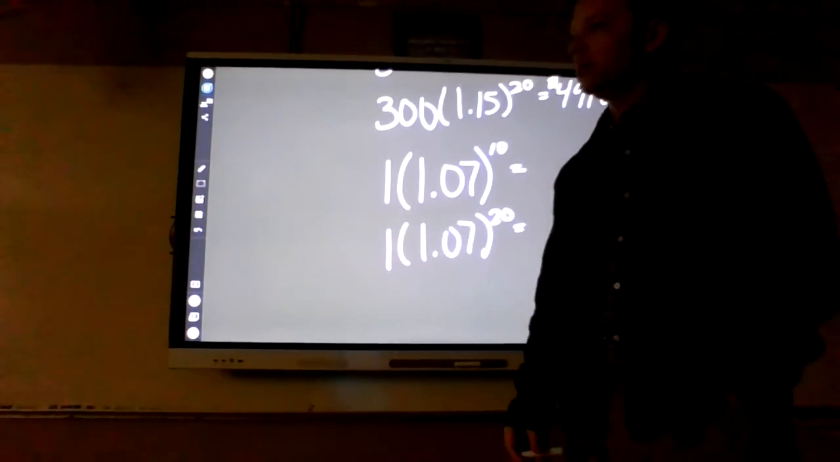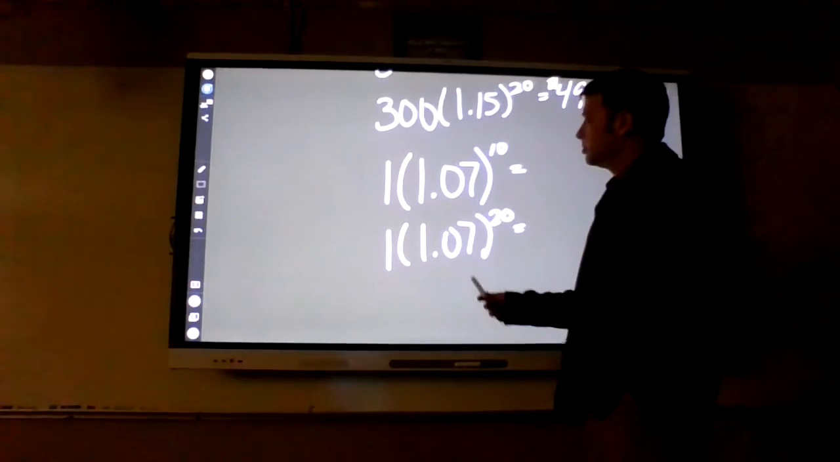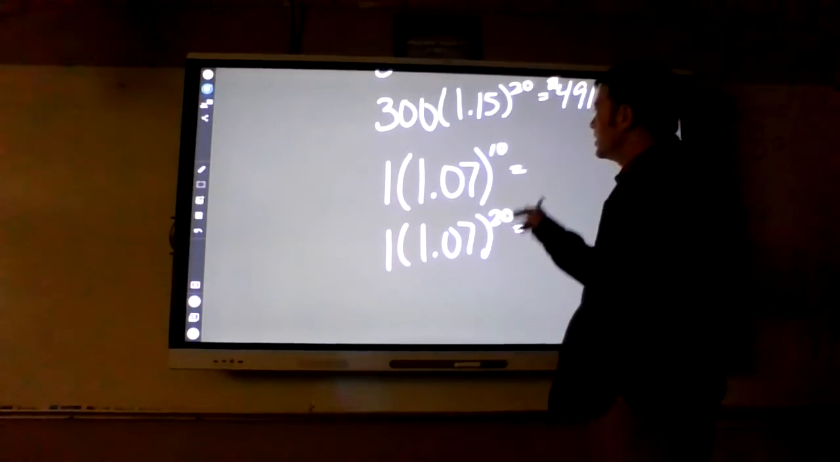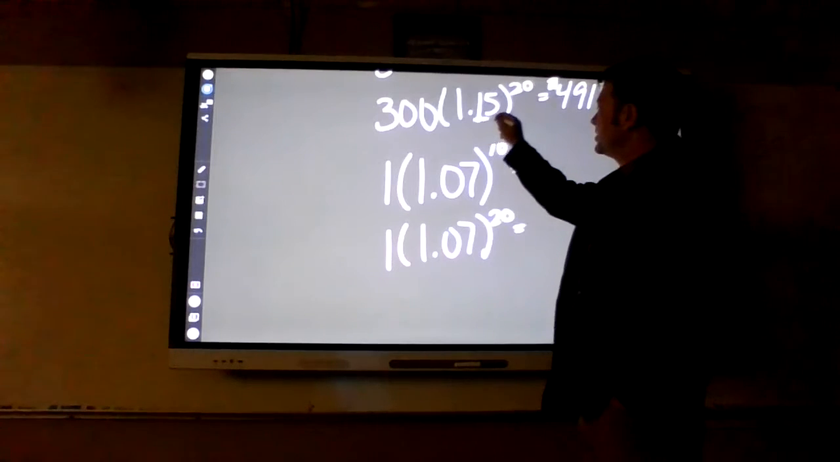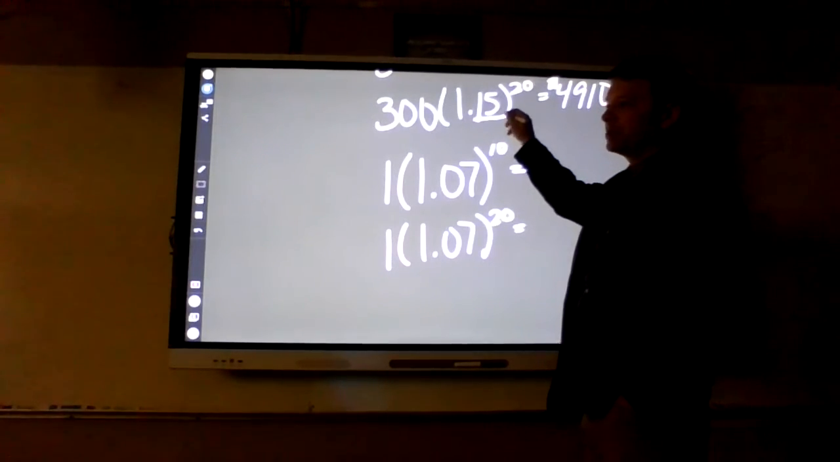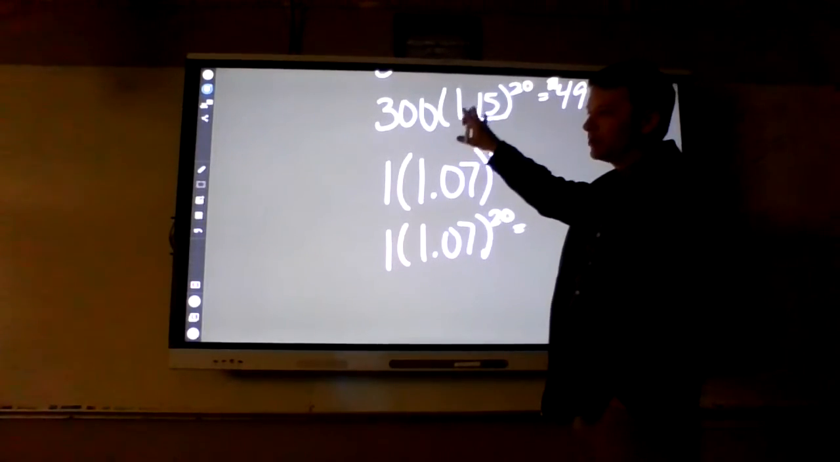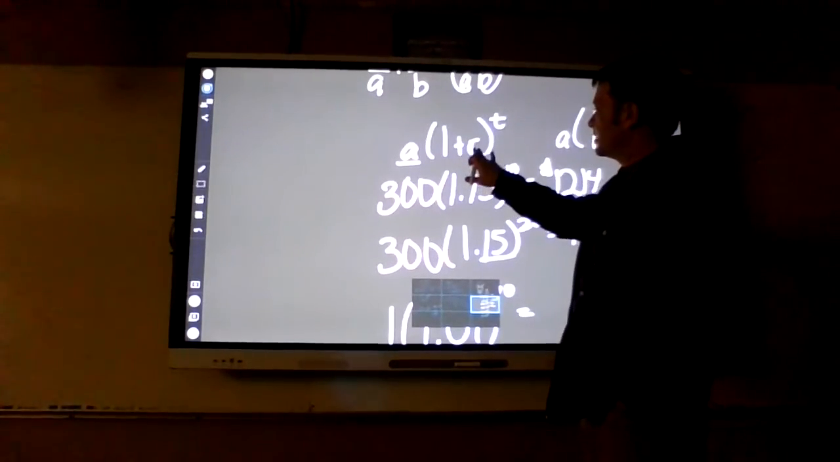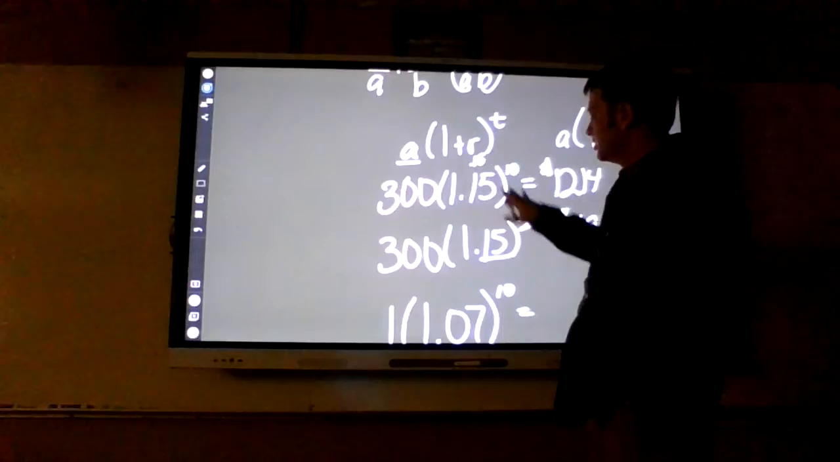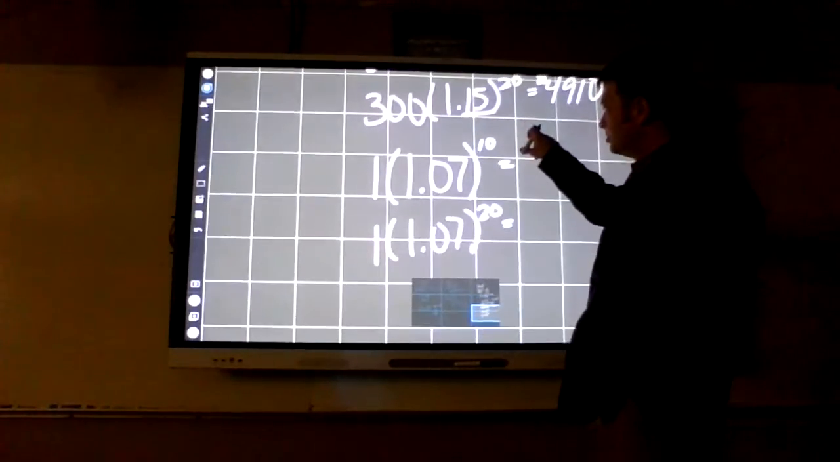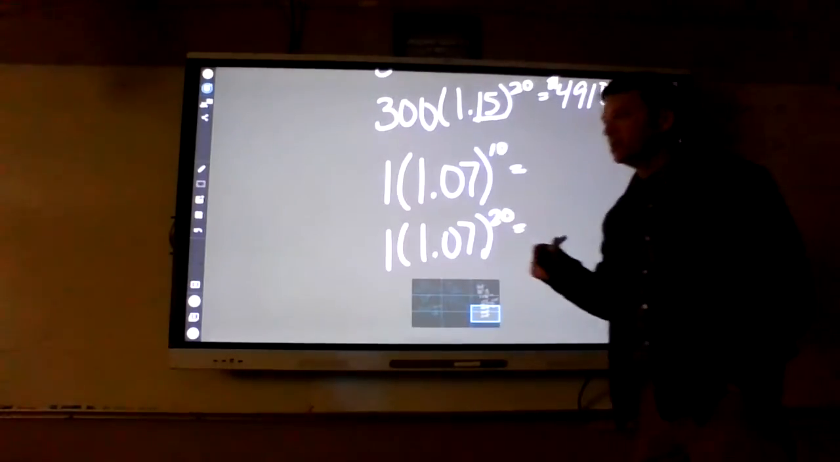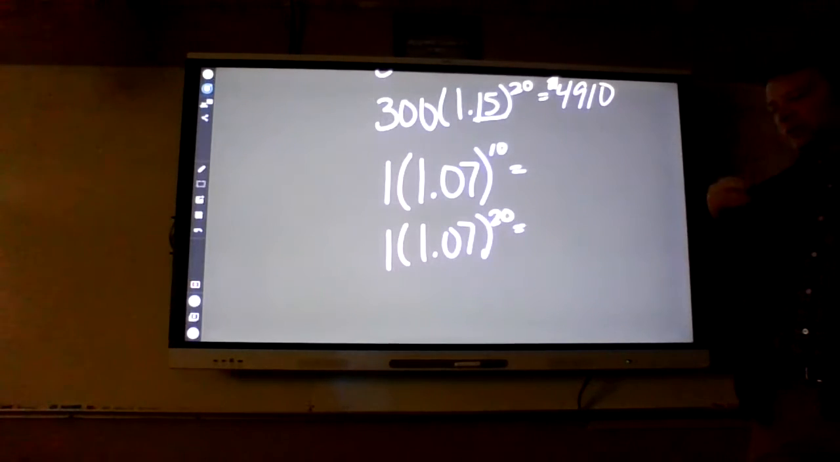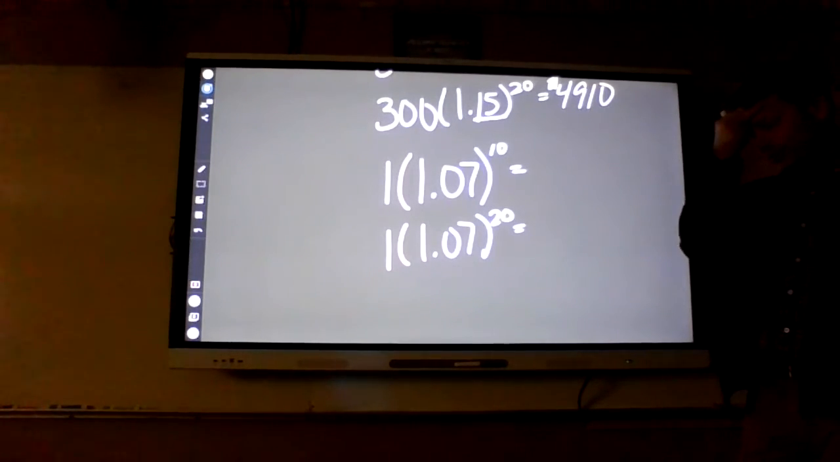Okay, my dumb question for the day: why is it 1.07 and like 1.15? Okay, this one, the problem said 15% increase, so it's 15% more than 1. You do 1 plus whatever the rate is. You're farther removed from algebra 2 than these guys are.